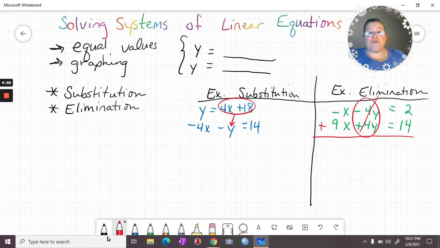Look at your structure. If you have a y equals, use substitution. If you have two y equals, then you're going to do your equal values or graphing. Okay. But here, if you have one equation that's set up in y equals mx plus b and the other not, that's a great case for using the substitution method. If you have two equations in standard form, then that's a great case for using the elimination method.